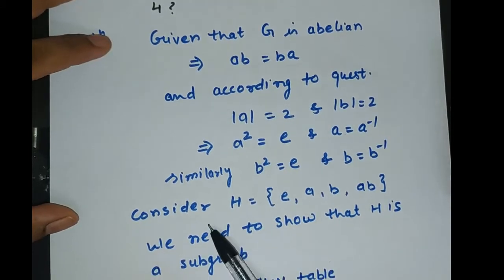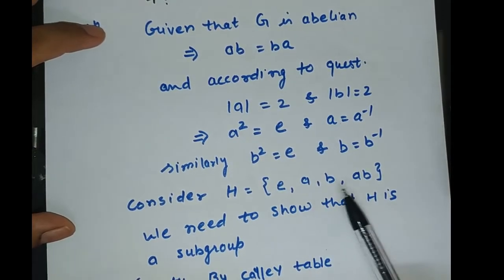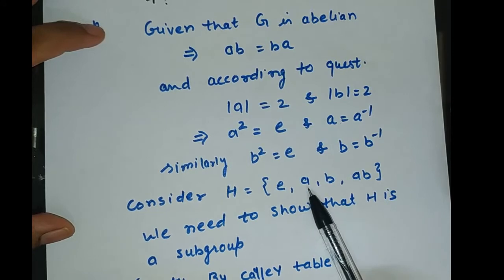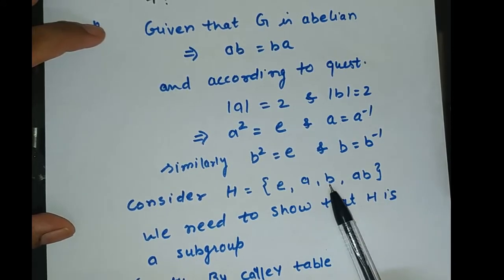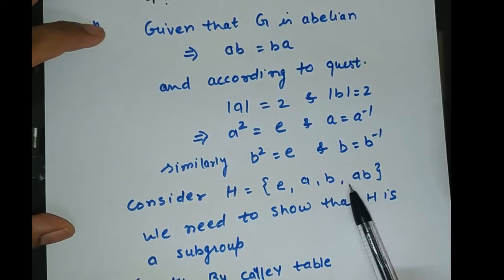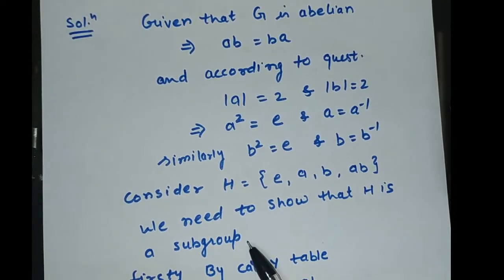Now we are considering here H, which has the elements E, A, B and AB. I'm taking the next element as AB. Why? If A has order 2 and B has order 2, what about the product AB? So I'm taking here the element AB. Now we need to show that this H is a subgroup.